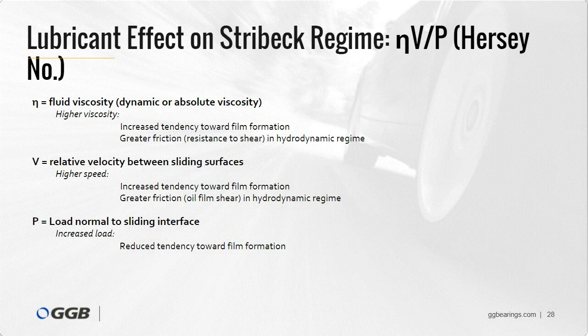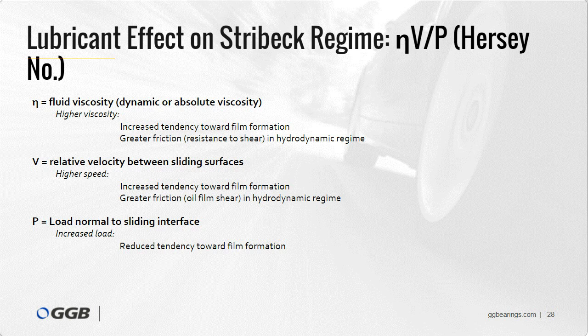So let's dive a little deeper into how each of these parameters on the x-axis affect our film development. The variables on the x-axis come from the Sommerfeld number, which we'll discuss a little bit more in the next slide. This part of the Sommerfeld number is often referred to as the Hersey number, named after Mayo D. Hersey, who's an American engineer, and he worked alongside Richard Stribeck on this plane bearing research. So most of this information is pretty intuitive. But let's look at each variable, starting with the fluid's viscosity.